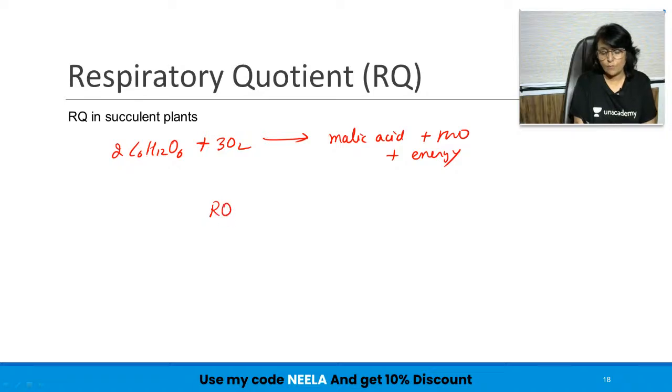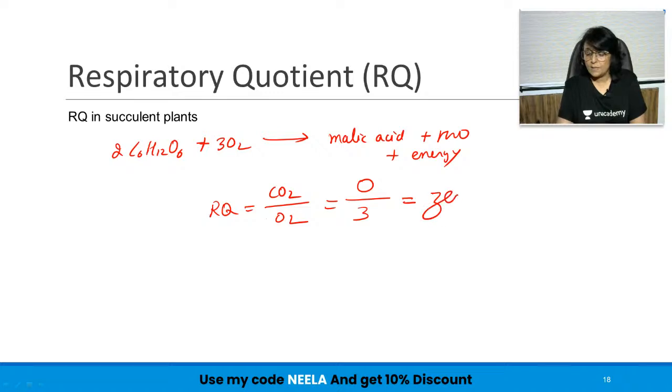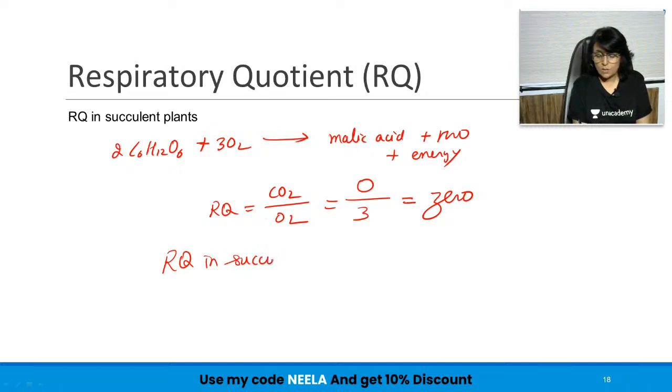Our equation or formula to calculate is carbon dioxide upon O2. Here carbon dioxide is not given out, so that is 0. And we are using 3 molecules of oxygen for this reaction. So what will be the RQ in case of this? This is going to be 0. So this is our 5th statement, that RQ in succulent plants is 0.